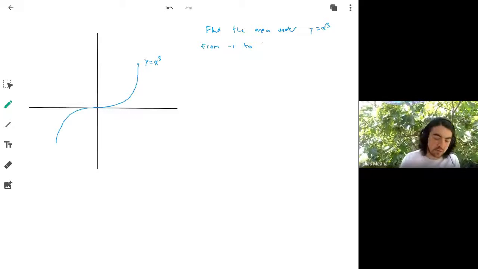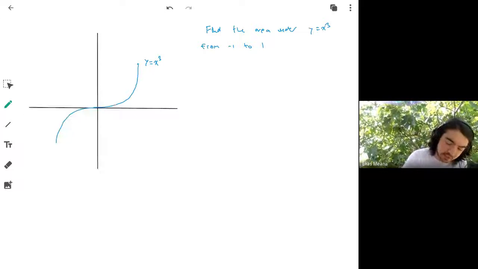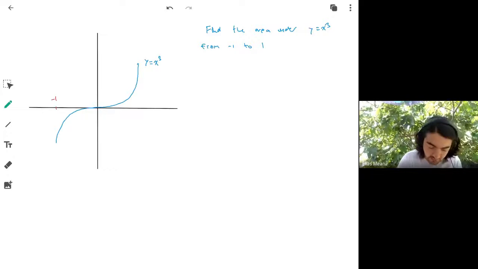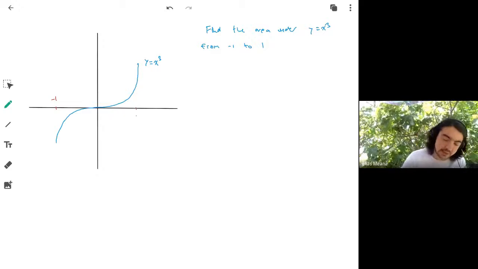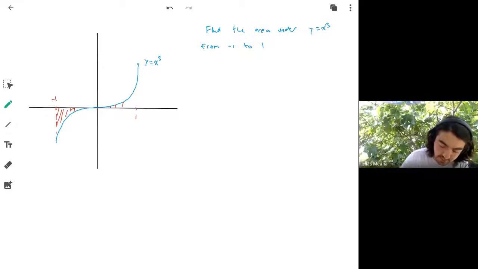So let's draw a picture here. What does this mean? Well, if this is -1 here, okay, so this would be -1. I know my scale's not great, but that's okay. And this is 1 here. All right, so we're trying to find this area right here. This is the area we're trying to find.